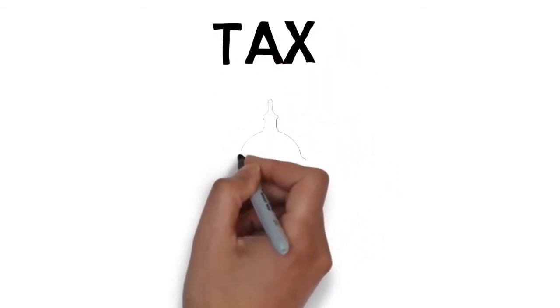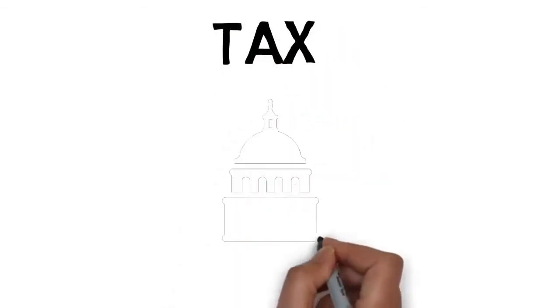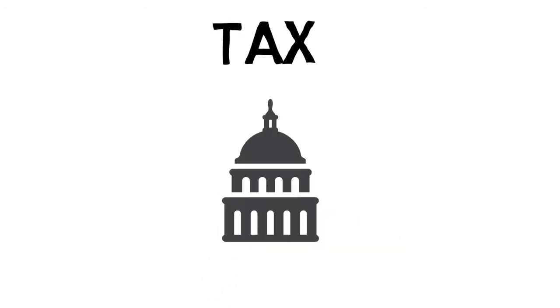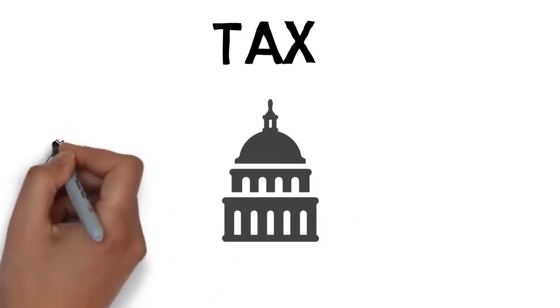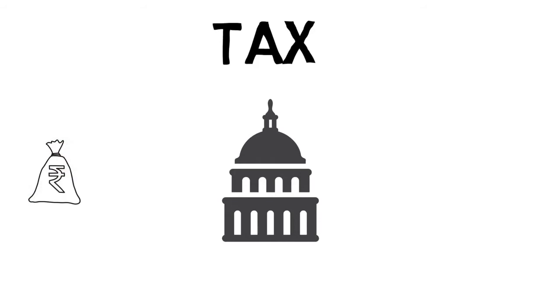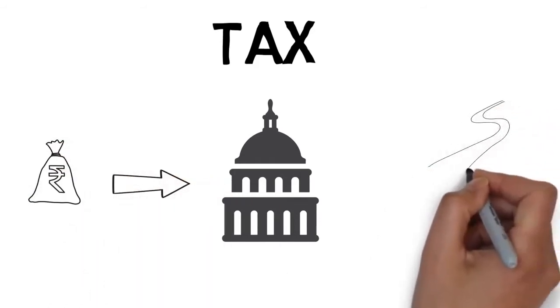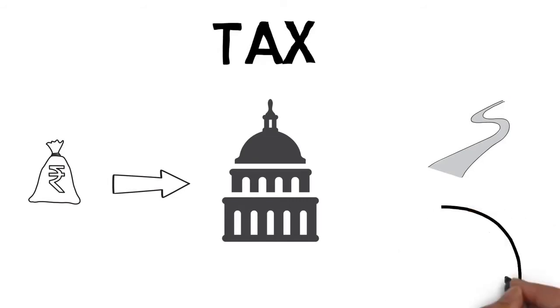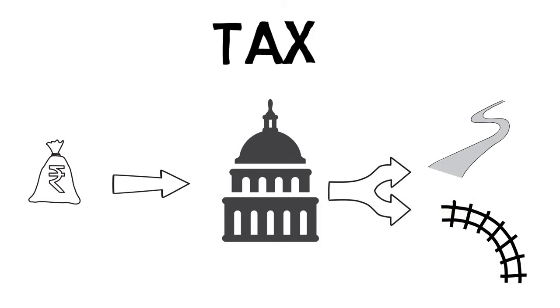But before that we need to know what tax is. Tax is the money which is paid to the government. It is imposed on your income, business profit, cost of goods and services, and transactions, so that the government can use this money in public interest and to pay off the national debts.